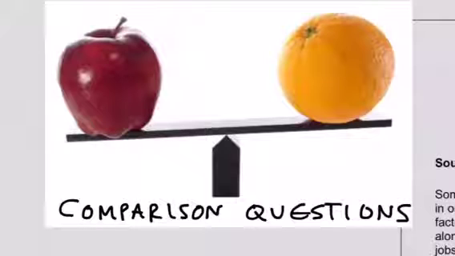Okay, this brief video is based on the OCR GCSE History Paper 2, the source-based paper, and we're just going to do a brief video looking at how one might approach a comparison question. A comparison question is a question that asks you to compare two different sources, source A and source B.